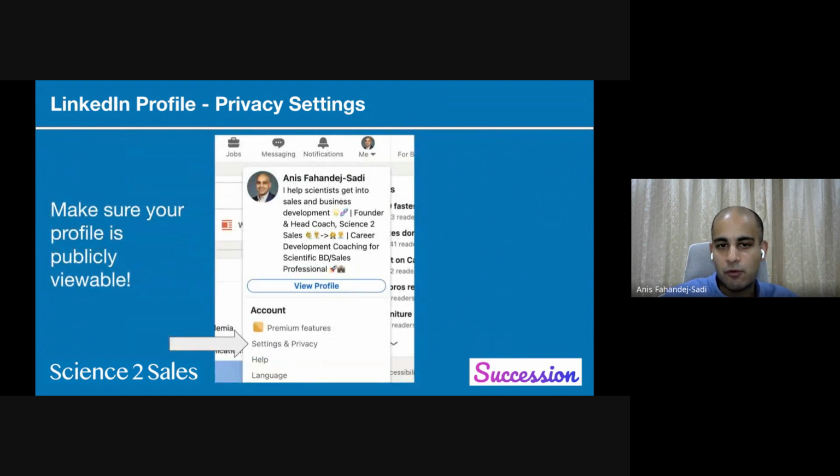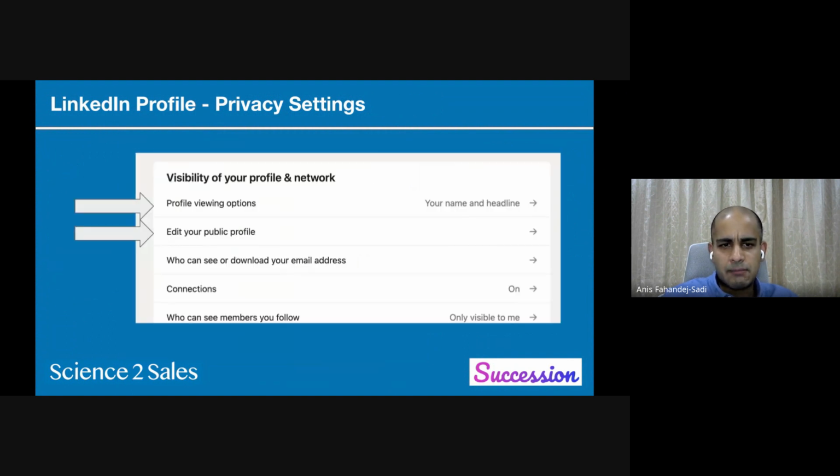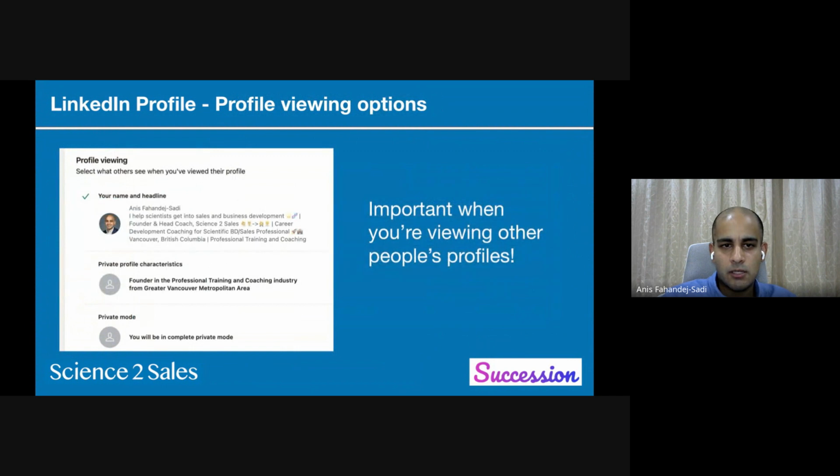It's pretty straightforward. You go to settings and privacy, you go to visibility. There's a whole bunch of options, but the first two I think are the most important. So profile viewing options. This shows, if you view someone's profile, the ways that you'll come up, right? Either the full thing, a really short, specific but still generic profile, or just nothing, completely private. Make sure that you are fully visible.